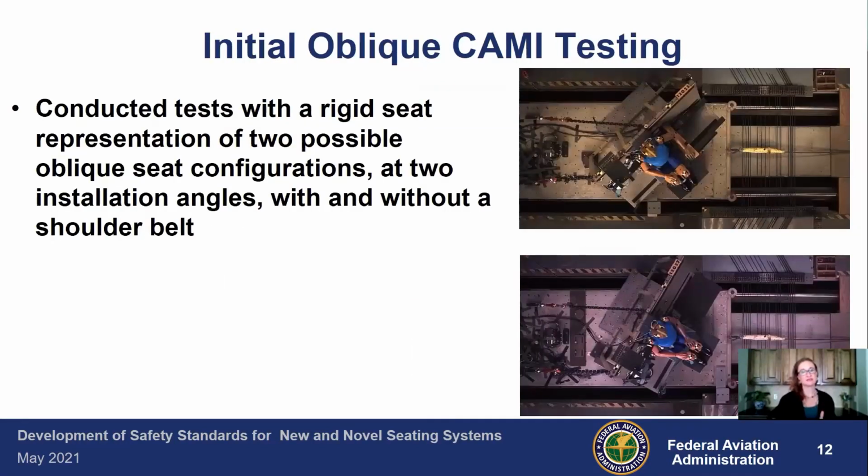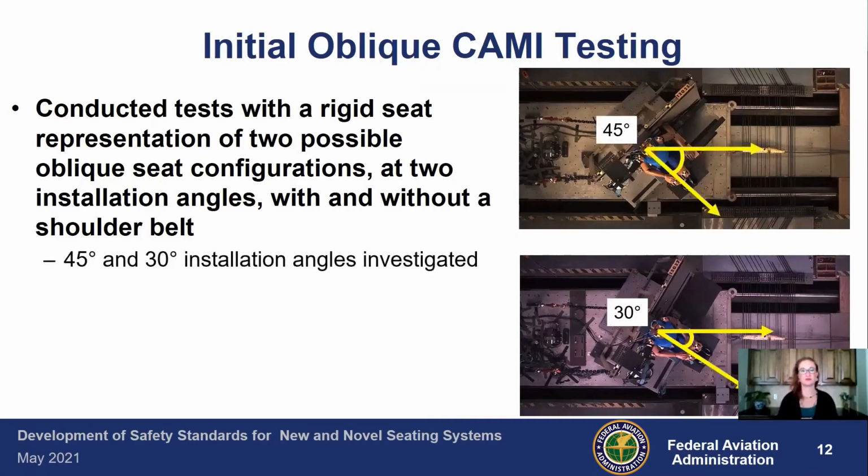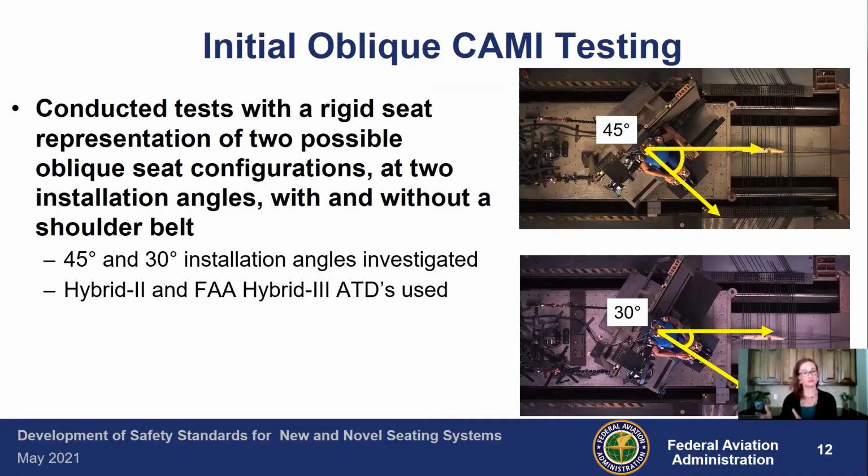Now on the oblique testing, like I said, we went out to industry and we asked what kind of angles they were installing at. So we ended up coming up with two installation angles, 30 degrees and 45 degrees. And that's rotated clockwise with respect to aircraft centerline. We used a Hybrid 2 initially to try to get a feel for just big picture kinematics, because the Hybrid 2 is a little bit more robust, but he can't measure everything that the FAA-Hybrid 3 did or does. So we also used the FAA-Hybrid 3 to start looking at what kind of loading that we saw and what kind of injury risks we might anticipate based on what we're seeing.